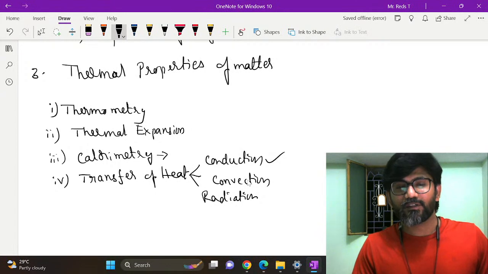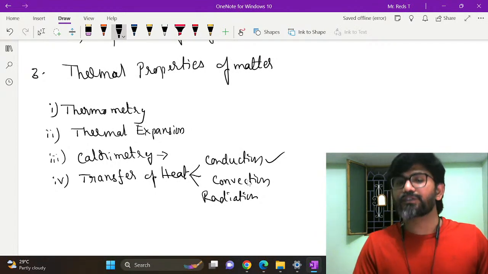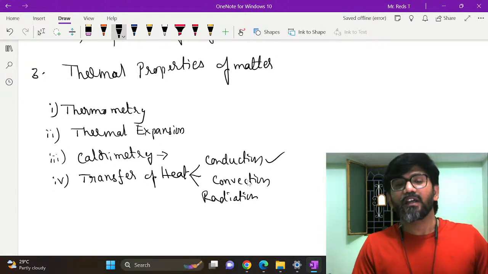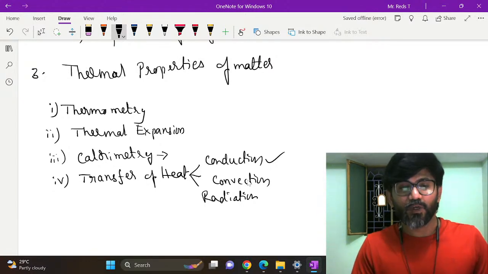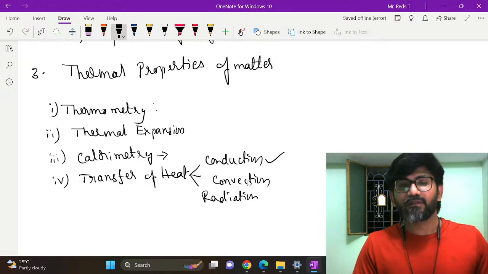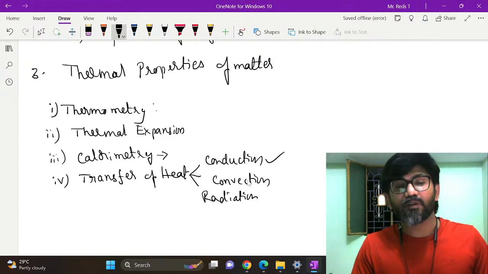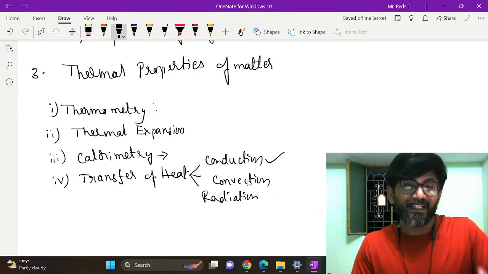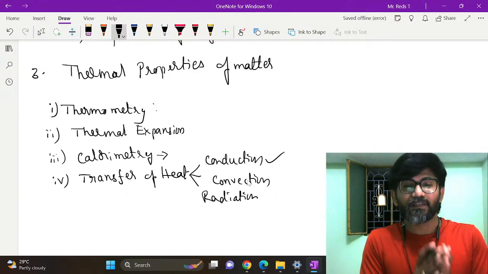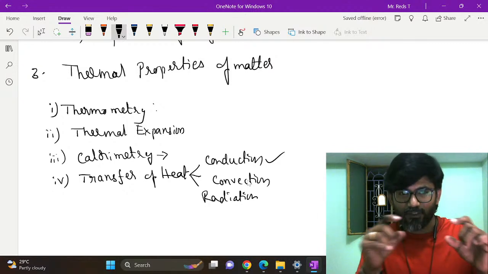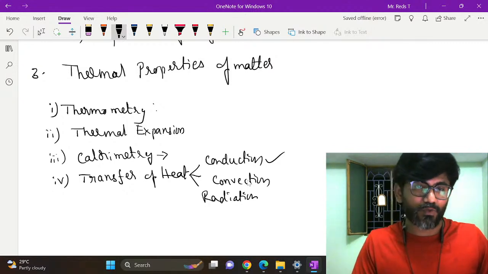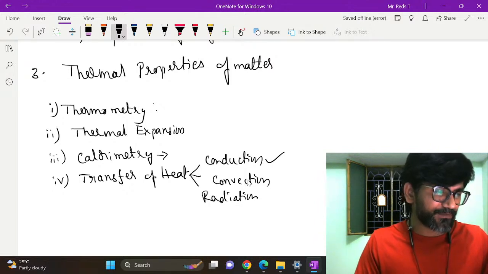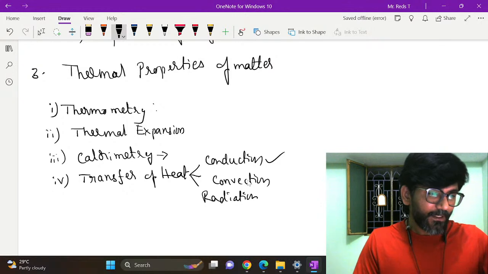Thermal expansion, especially thermal expansion of solids, is very important. Here we come across linear, areal and volume expansions. Thermometry: different types of thermometers, different kinds of thermometric scales, and how to convert the temperature from one scale to another. You have to go through that conversion formula, specifically conversion formula based questions in this particular case.